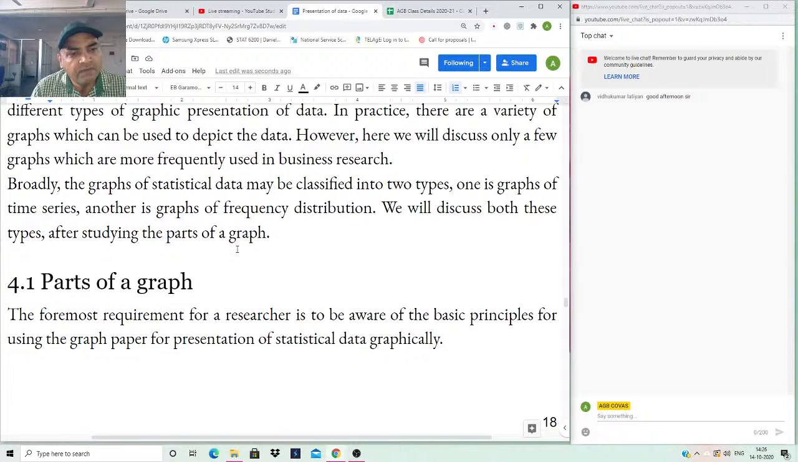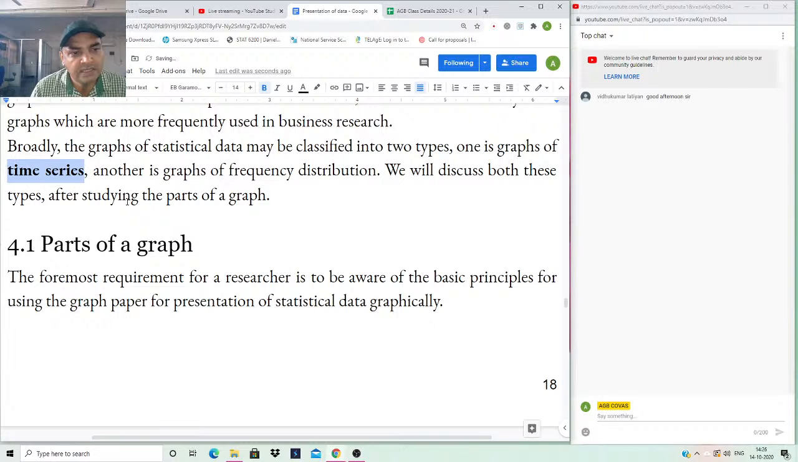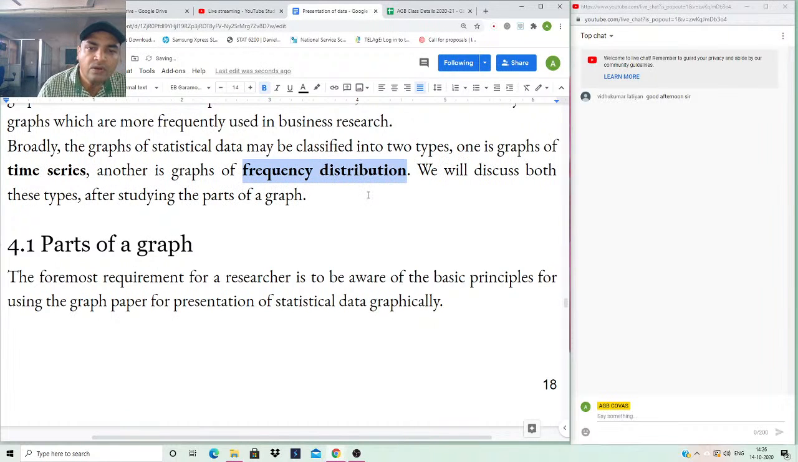So broadly, the graphs of statistical data may be classified into two. One is on the basis of time series, and the other is on the basis of frequency distribution. Okay, so we will discuss both of these one by one. But before we discuss how to draw a graphical presentation of time series or frequency distribution, let us first find out what the different parts of a graph are.